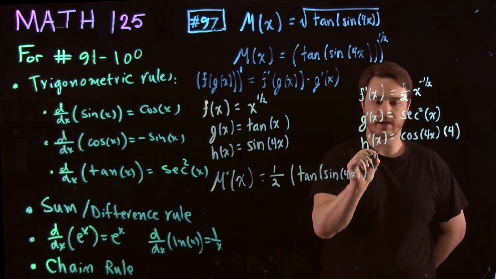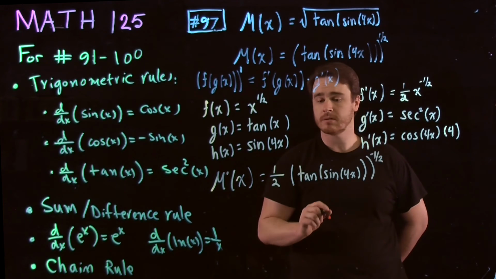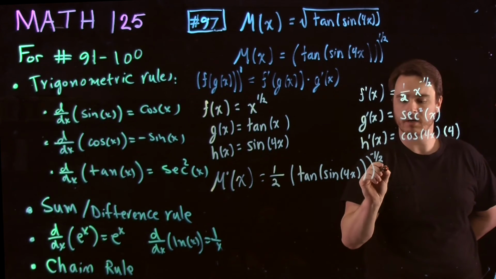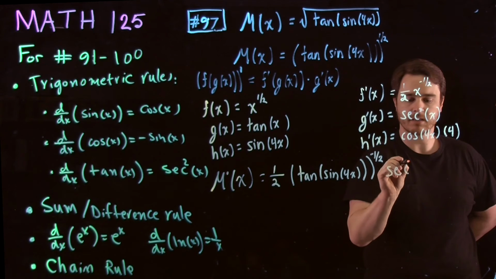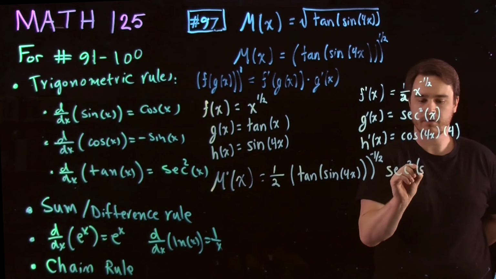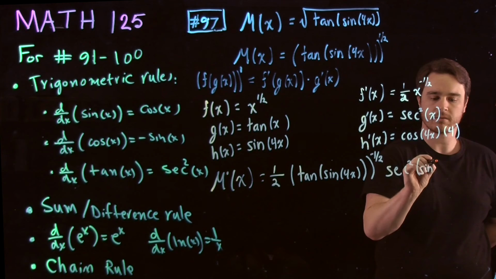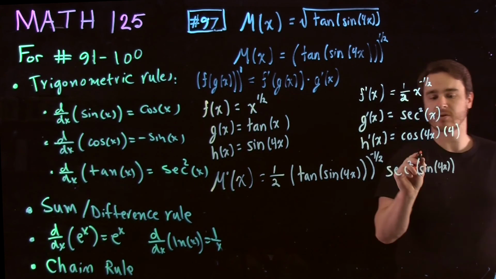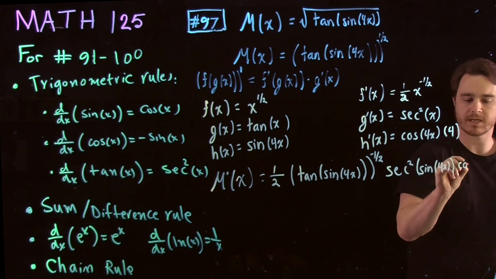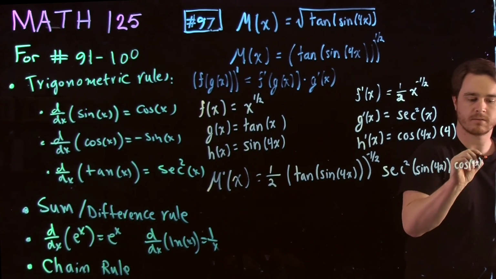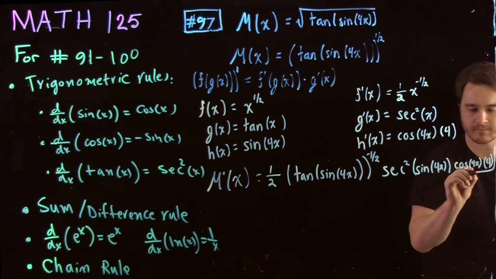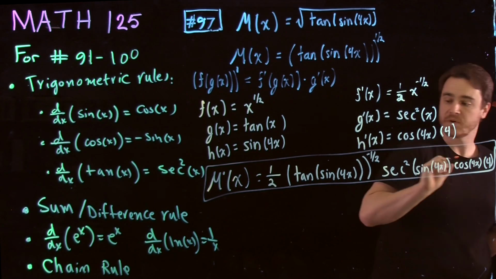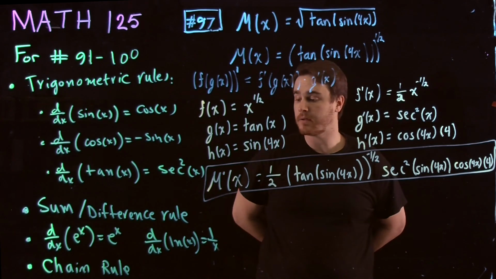To the negative 1/2 power times the derivative of the inside, which is the derivative of tangent, secant squared, but on the inside I have sine of 4x. But here I have to use my chain rule again and multiply it by the derivative of the inside, which is cosine of 4x times 4. And here is your derivative. We do not need to simplify it, and that is your solution.